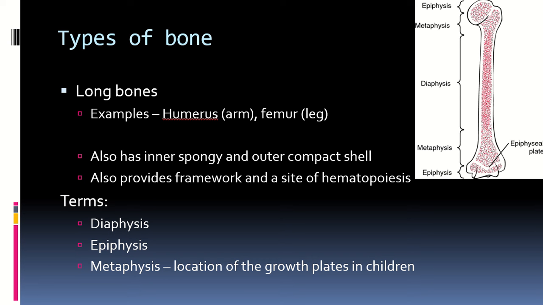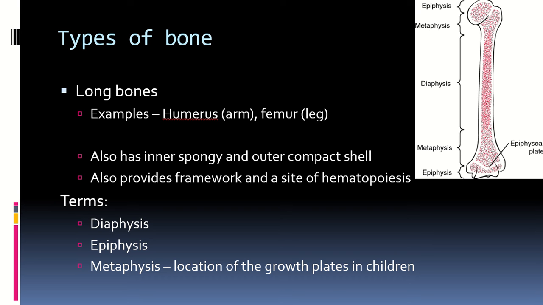These also have an inner spongy compartment and an outer compact shell. And these provide a framework for your body, and they also are a site of hematopoiesis, the process of producing blood cells. Now, as far as a long bone, you can divide it into three main regions, which the absolute tips, each end of a long bone, that would be called the epiphysis, or the epiphyses if you're talking about both of them. And the longest middle portion of a long bone, that would be the diaphysis.